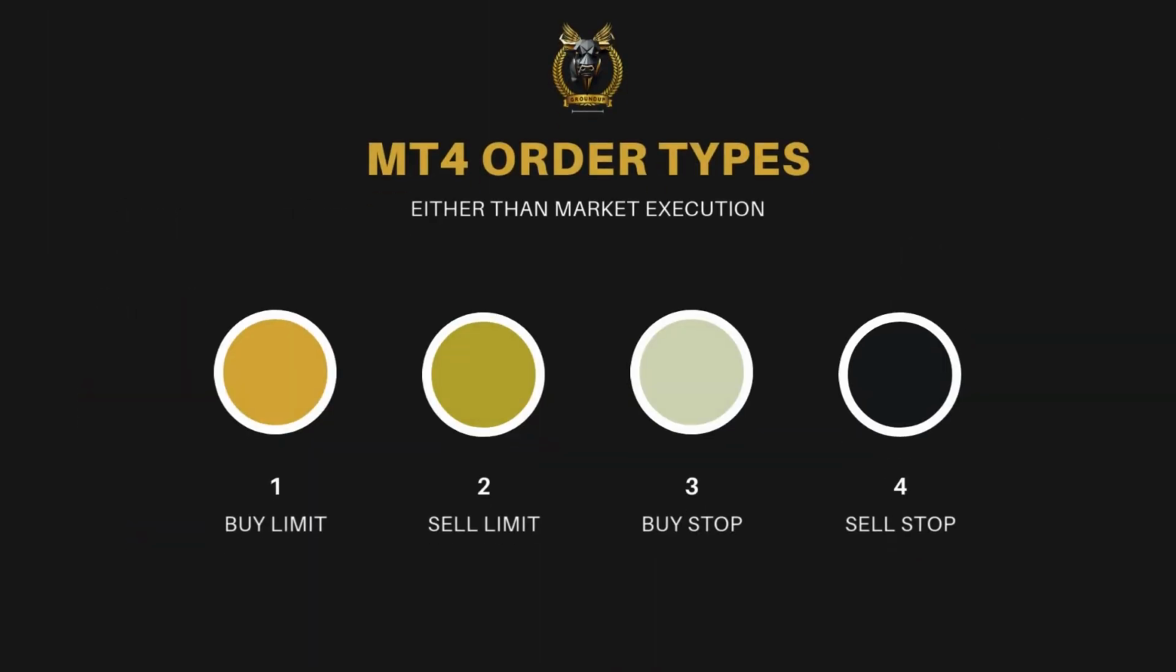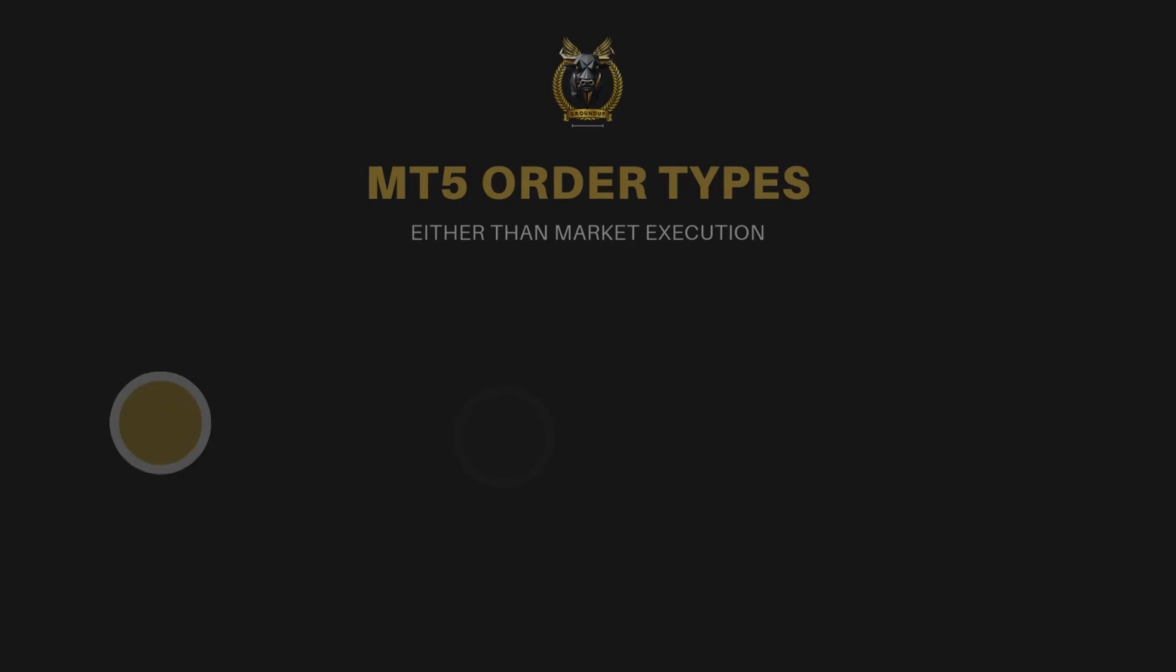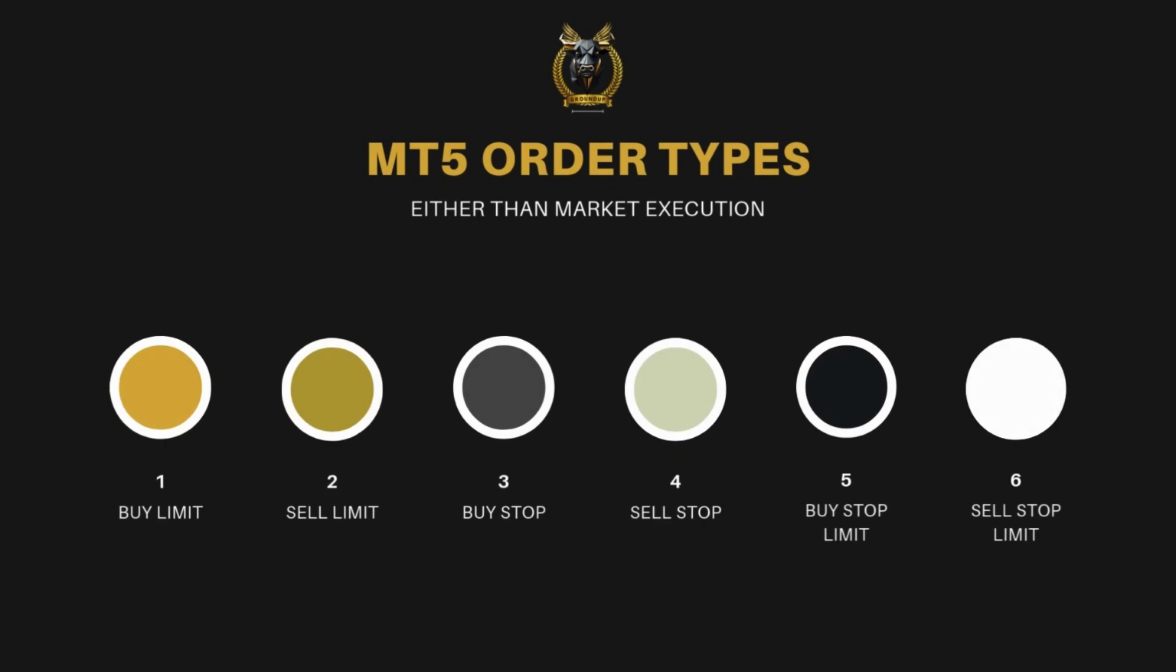MT4 order types, other than market execution. We have 4 of them, guys. Number 1 is buy limit, number 2 is sell limit, number 3 is buy stop, and number 4 is sell stop. I will not go into detail on what these things do and what they are. I just want to give you the comparisons between MT4 and MT5, right? Now let's move on to the next one.